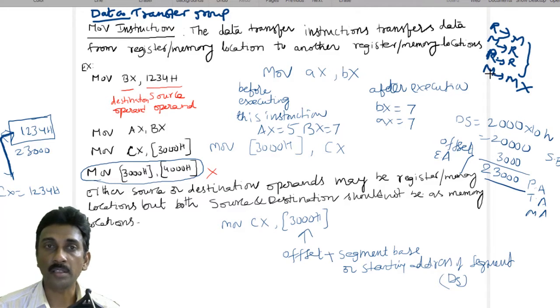This is the only disadvantage in this instruction set. So you can send the data from register to memory or memory to register or register to register, but not possible from memory to memory. Let us take an example.